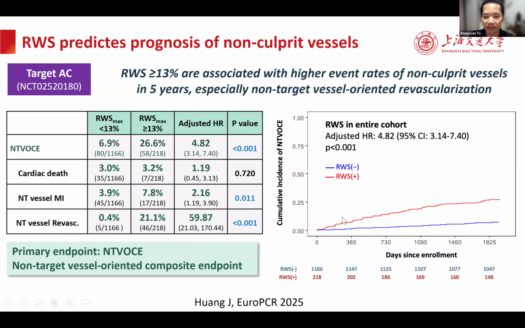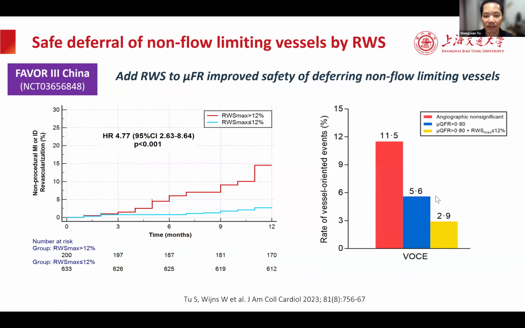And on the right side, you can see clearly the two curves are separated. So higher radial wall strength has a higher event rate over 5 years. This is a similar finding to what we had in the FAVOR 3 China study that was published in JACC in 2023. We analyzed all the non-flow-limiting vessels in FAVOR 3 China, and as you can see from the figure here, if you have a higher radial wall strength, the event rate in 1 year is even higher than if you have a lower radial wall strength.